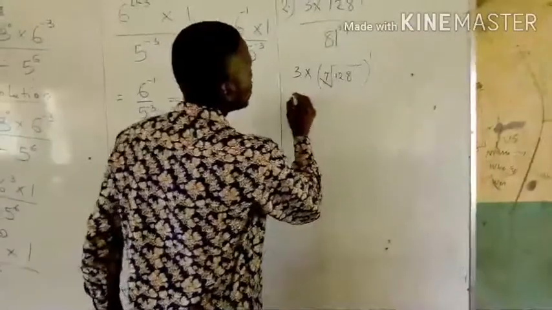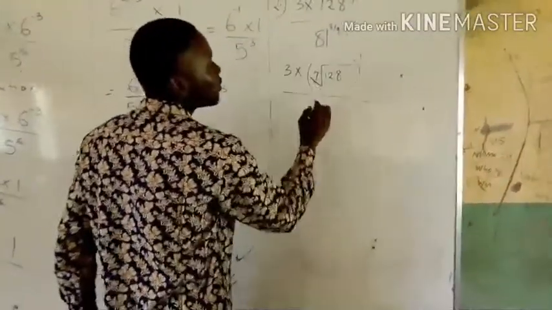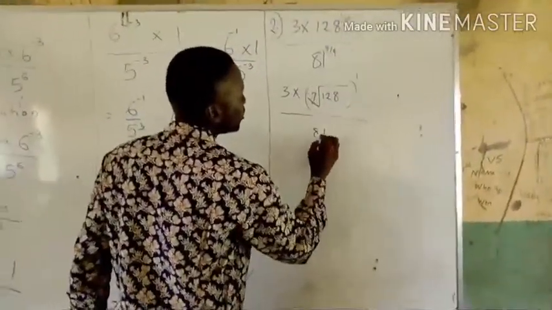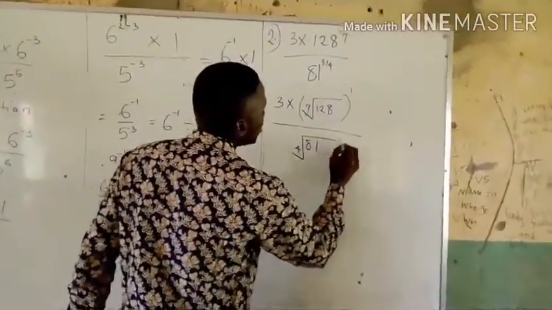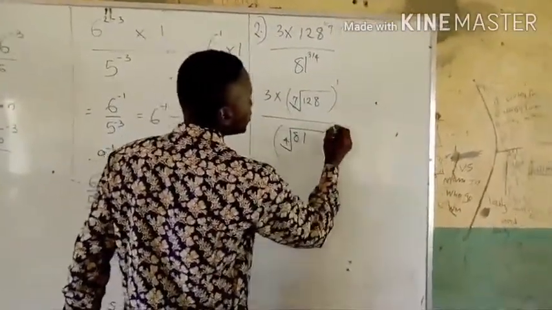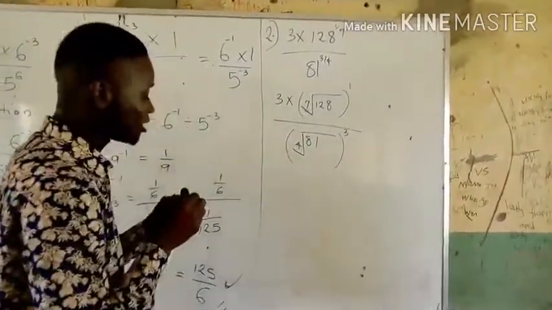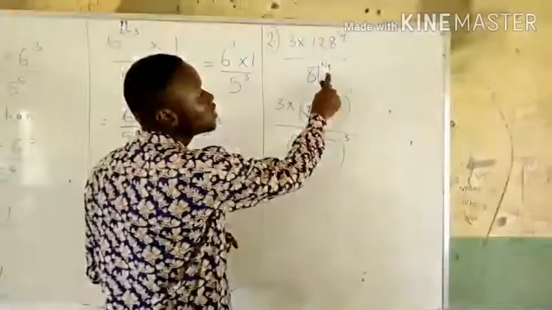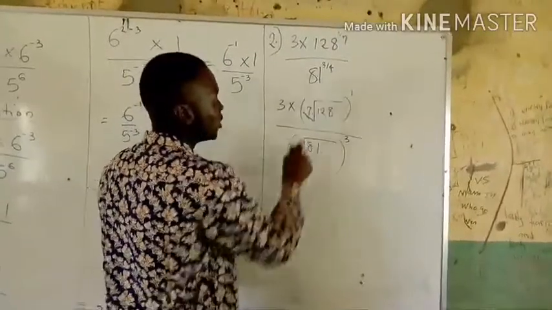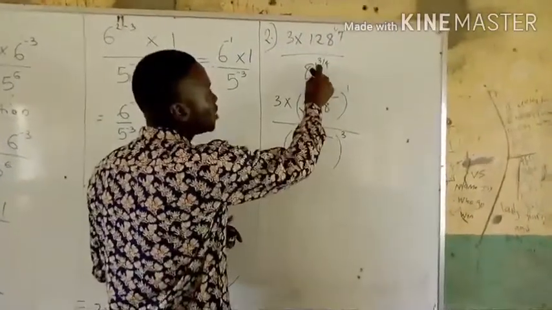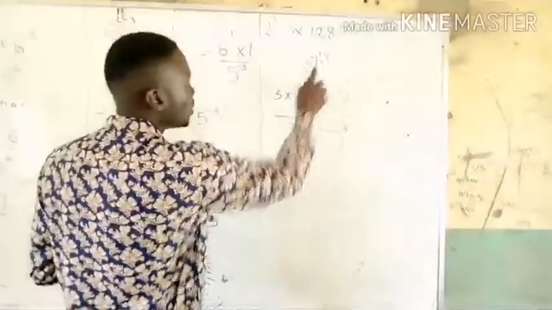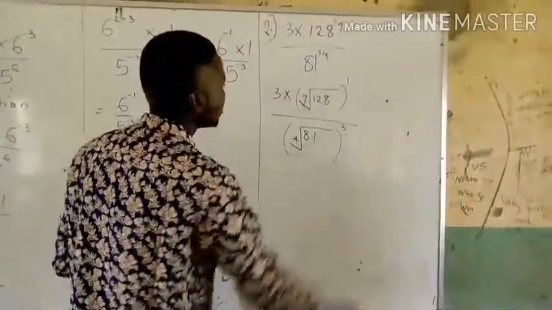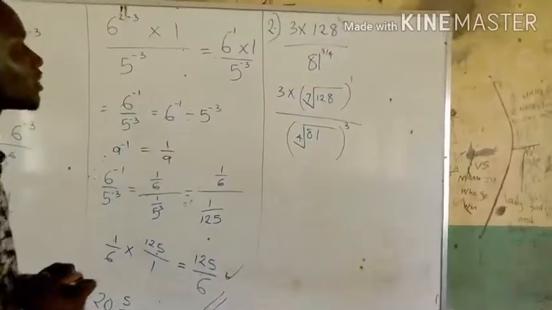So now, we'll continue. This one we can represent as the 4th root of 81 all raised to power what? 3. As the other teacher rightly said, this 4 takes what? The roots, while the 3 takes the what? The power. The denominator takes the root, the numerator takes the what? The power.